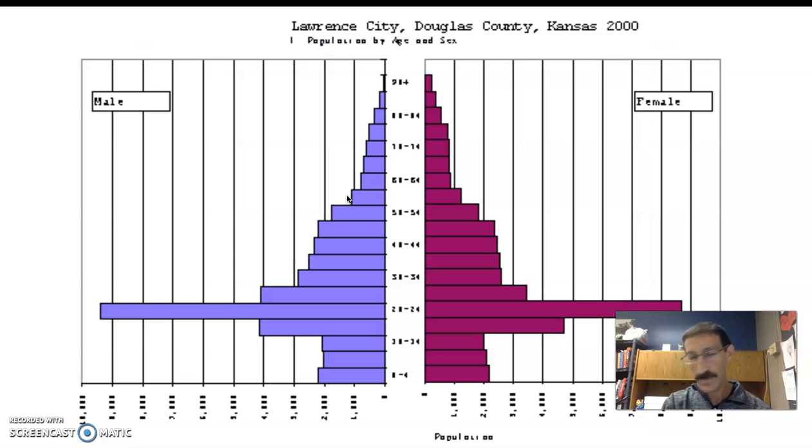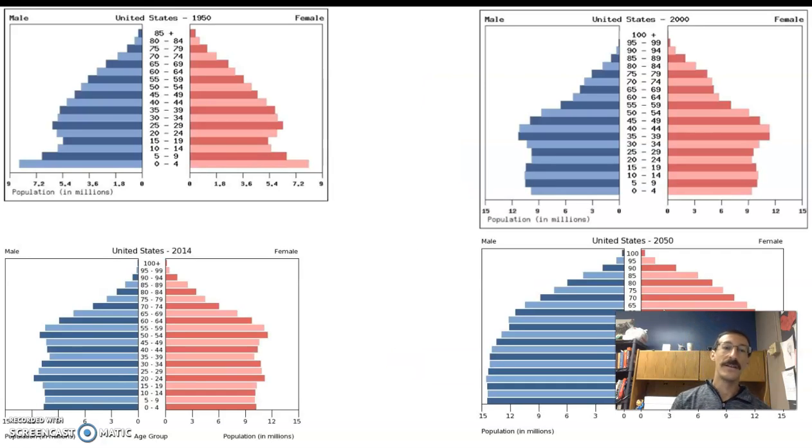Okay. Then we also got Lawrence City in Douglas County, Kansas. Okay, really high number of people in their early 20s. What could account for that? Something to keep in mind. All right, so we kind of see here the United States and their population pyramid.